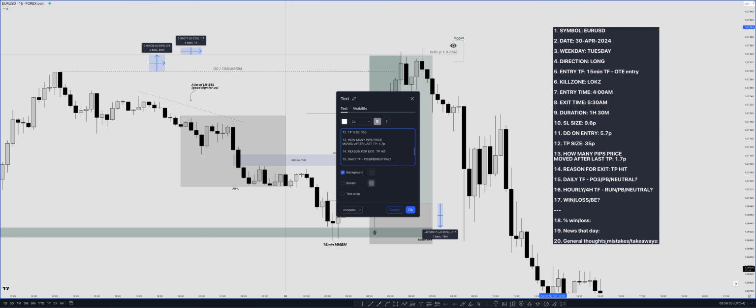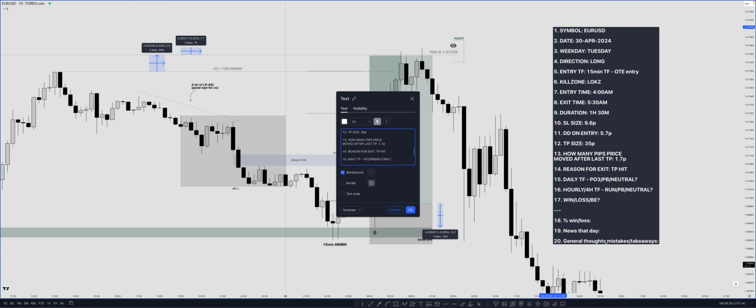When it comes to the daily time frame, it's simply listed. It was PO3 day, pullback day, or neutral. So in this case, I know that price was in a pullback state. We were pushing higher, but it was still a pullback, even though we had our clear levels, our clear targets, etc.